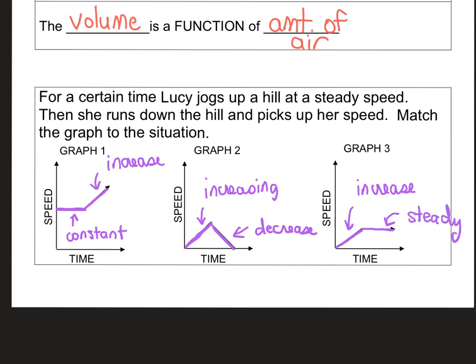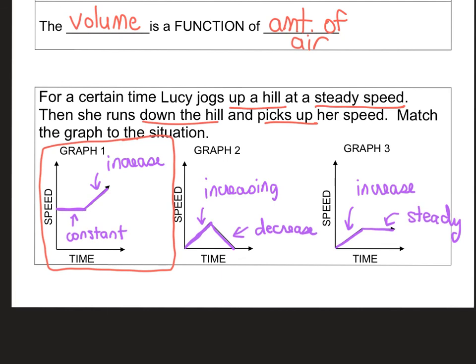So which one of those graphs matches our situation? It says she jogs uphill at a steady speed. So she starts out steady. And then she runs downhill and picks up her speed. So if you look, graph number 1 shows a steady speed and then an increase.